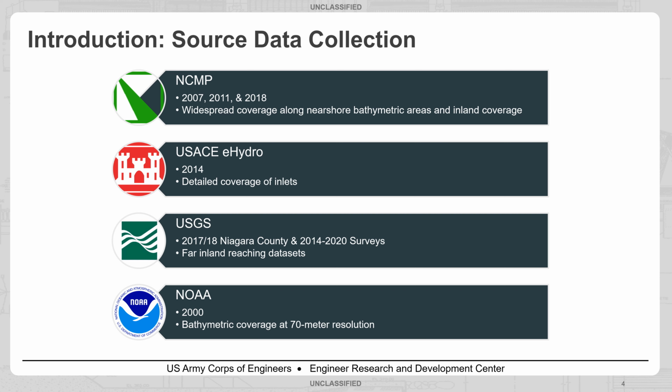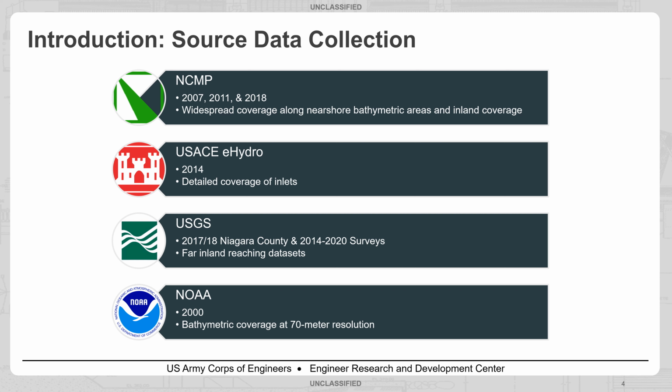The source data is really important in this project. Data was collected from all sources, including NCMP, United States Army Corps of Engineers, USGS, and NOAA. It should be noted that the NOAA bathy here, while it says it was created in 2000, is actually based off of older bathymetry maps and some other sources. So its reliability for modern use should be considered as older than 2000 based on that data.